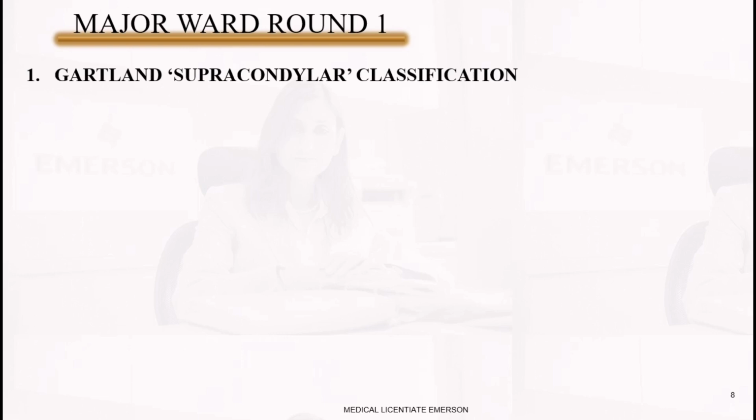Gartland supracondylar classification. I think this is the easiest, everyone knows it in surgery. We have Gartland 1, 2, 3: Gartland 1 for undisplaced, Gartland 2 for partially displaced, and Gartland 3 for completely displaced. And of course, there is modified Gartland, so you need to look that up. Then traction, you need to know what traction is, the types of traction. And if we go to skin traction, you need to know the advantages, indications. You need to know everything.